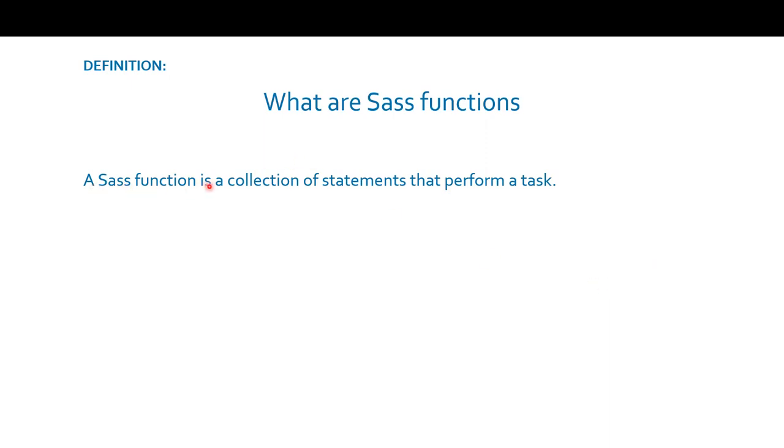Basically, a Sass function is a collection of statements that performs a task. So when you write a piece of code and put it in a function, and that piece of code performs a task, that piece of code is known as a function. In other sections where we talked about JavaScript, we talked a lot about functions. Functions are pieces of code that perform a specific task.